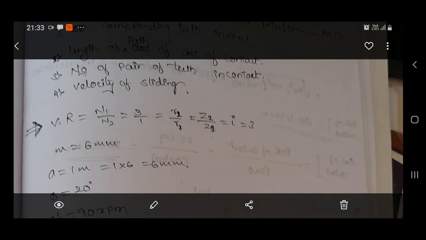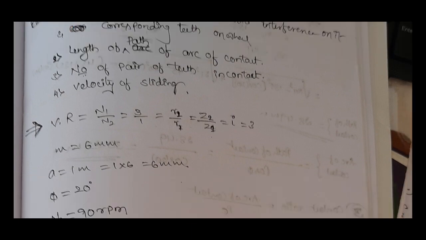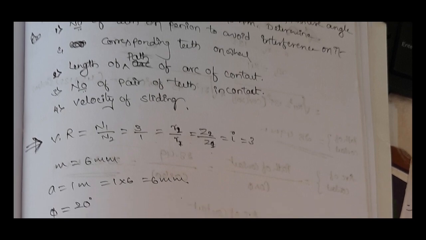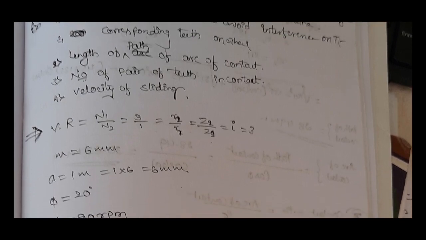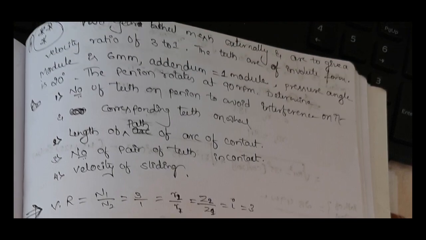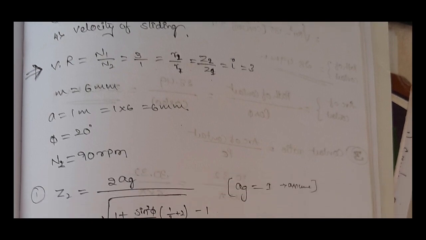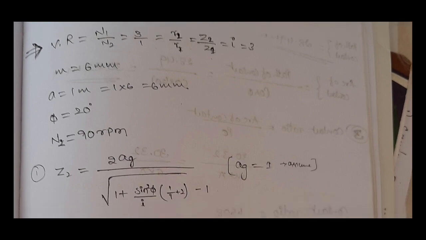Module is specified in the problem. Module is equal to 6 millimeter. And addendum is specified, addendum is equal to 1 module, that is A is equal to 1 m, where M stands for module, 6 millimeter. 1 into 6 will become 6 millimeter. Pressure angle is specified in the problem, 20 degree. The pinion is rotating at a speed of 90 rpm, that is N2 is equal to 90 rpm. These all are the data given in the problem.